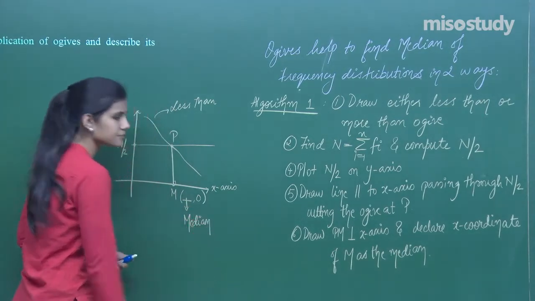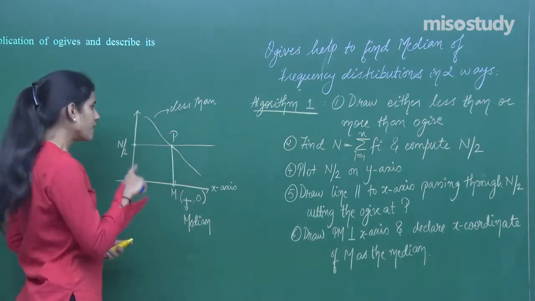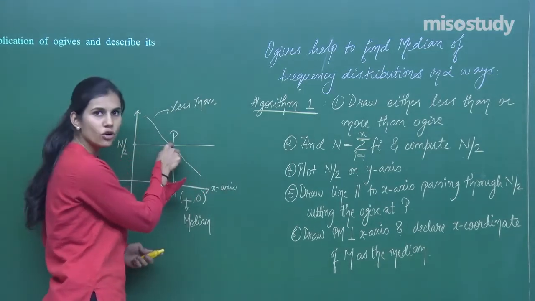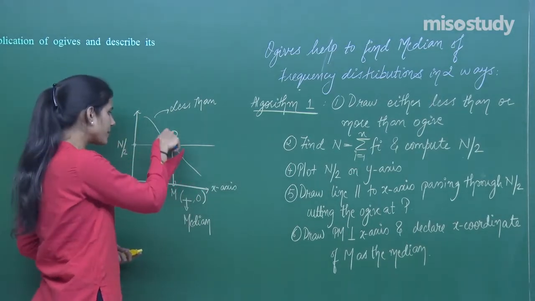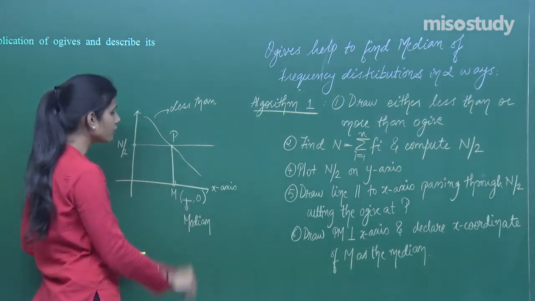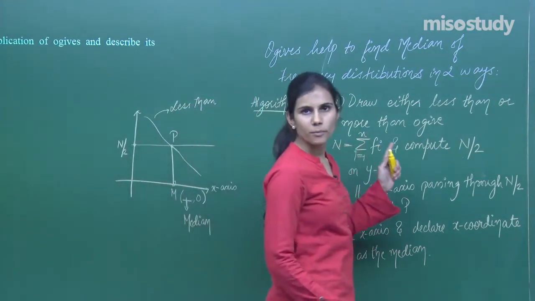Is it understood? So you draw either the less than or the more than ogive. Find out capital N, mark N by 2, draw a line parallel to the x-axis cutting the ogive at some point P. From that point P, you drop a perpendicular PM onto the x-axis, and the x-coordinate of point M will be the median. This is one algorithm to get the median from ogives.